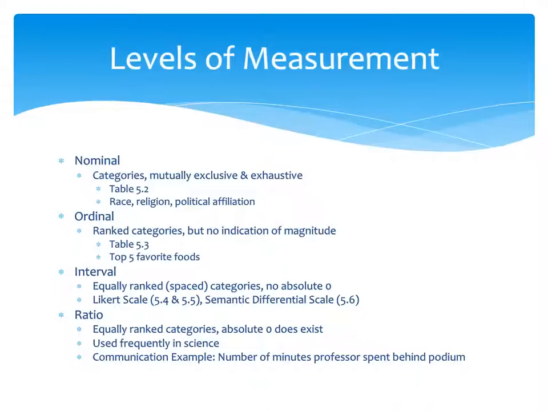The next type is ordinal, and we have categories again here, but they're ranked, but with no indication of magnitude or space between the rankings. Table 5.3 has a great example of this. So we could ask you to rank your top 5 favorite foods. Let's say, I'll just do this for myself, number 1 favorite food is sushi. Number 2 is my mom's lasagna. Number 3, let's say chili. Number 4, salmon. And number 5, ice cream.